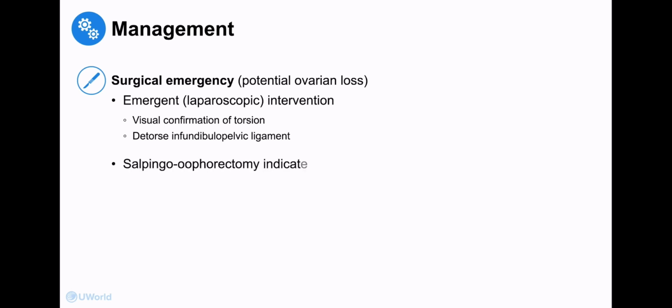Once recognized, ovarian torsion must be managed emergently to attempt to preserve the viability of the ovary. Immediate surgical intervention, typically performed laparoscopically, is indicated. This allows visual confirmation of torsion and allows the infundibulopelvic ligament to be manually detorsed, restoring blood flow to the affected ovary. Although the primary goal of surgical intervention is to avoid removing the ovary, it may be unavoidable. The affected ovary and connected fallopian tube are surgically removed, known as a salpingo-oophorectomy, if the ovary is necrotic and not viable, or there is concern for malignancy.